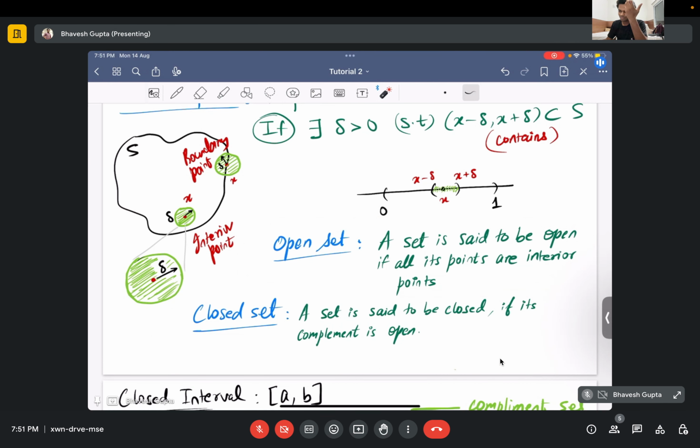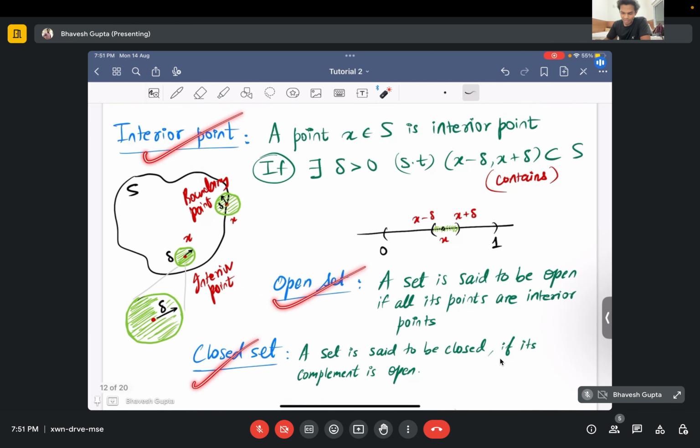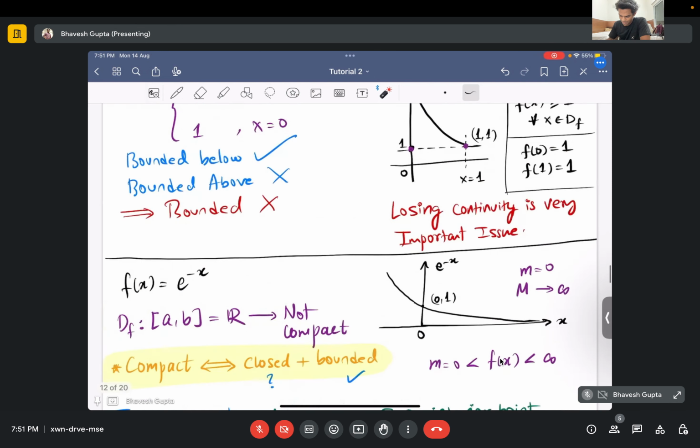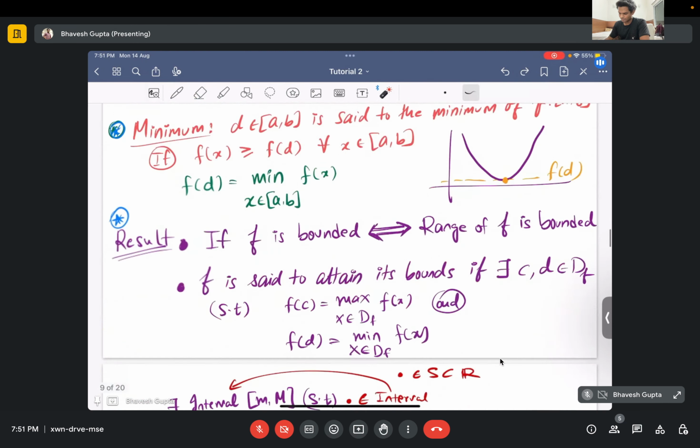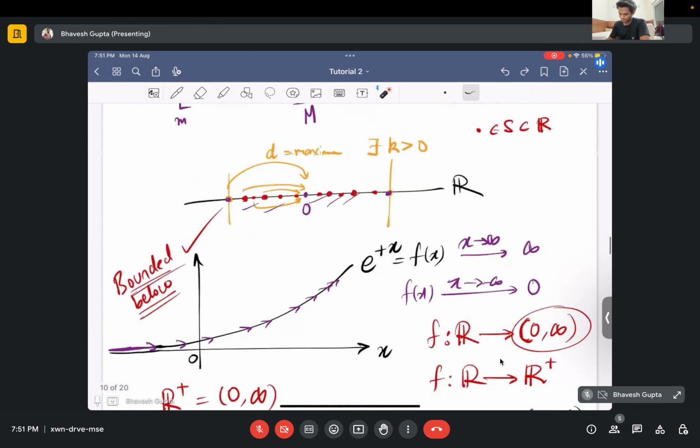So how can you create a closed set? Just take an open set, take the complement of that open set. Now the result is that you have a closed set. So the idea of closed set, open set, interior point, and something called bounded, which I have discussed here. Hopefully, all these ideas are clear to you all. We can discuss this further if you have any doubts. Okay. Now we'll move on to the next set of definitions.